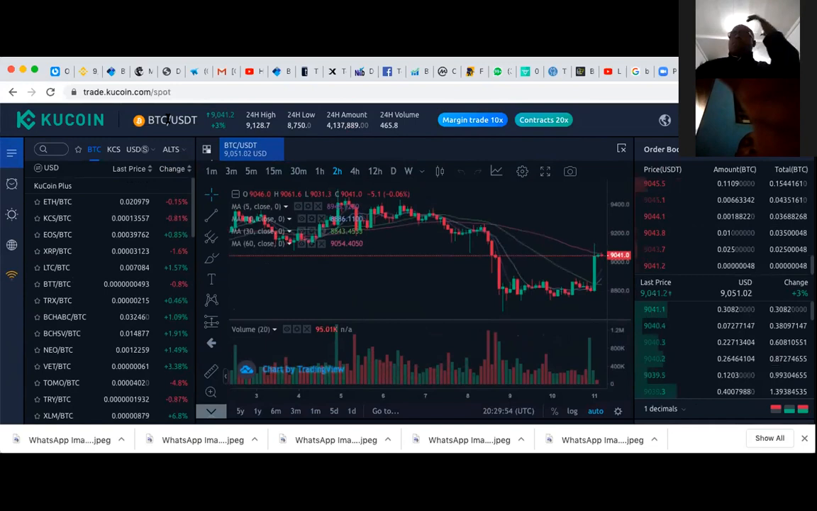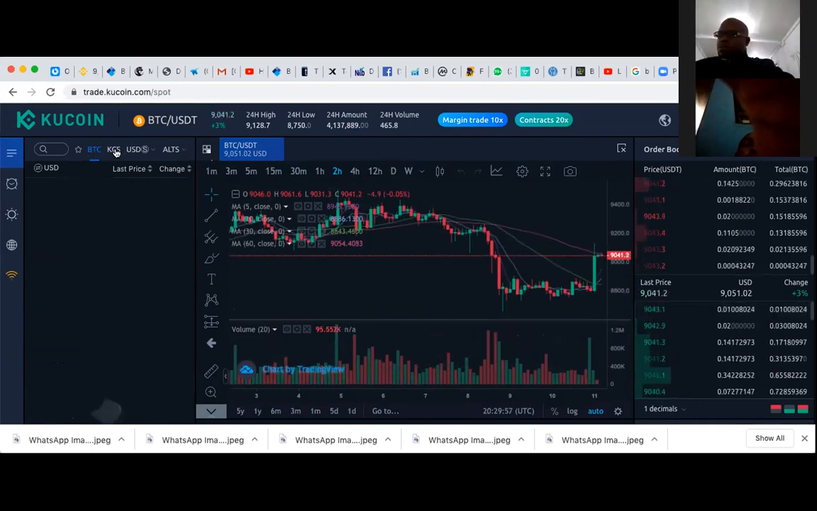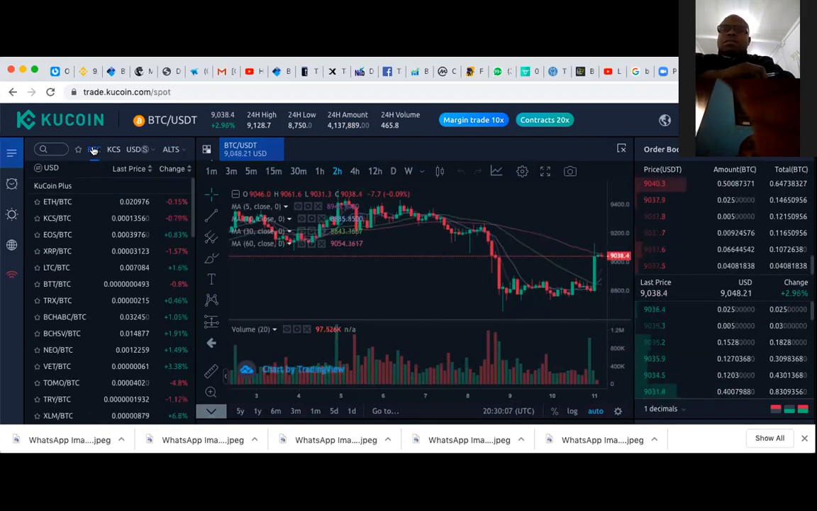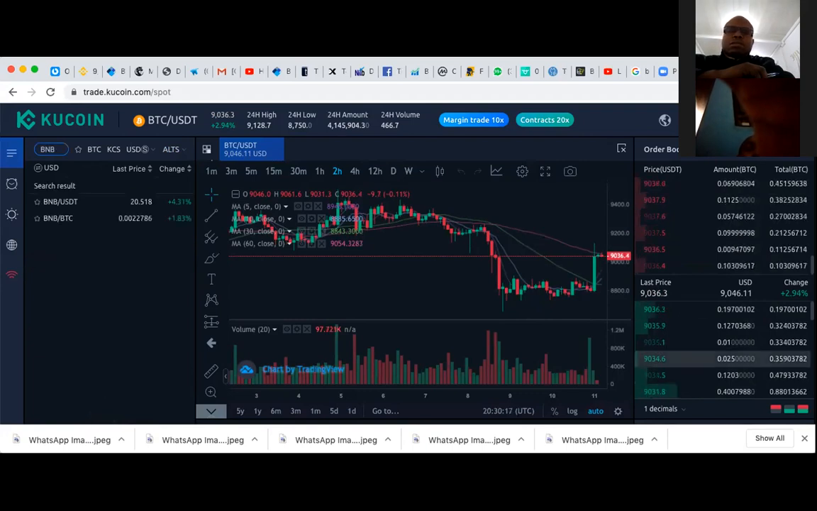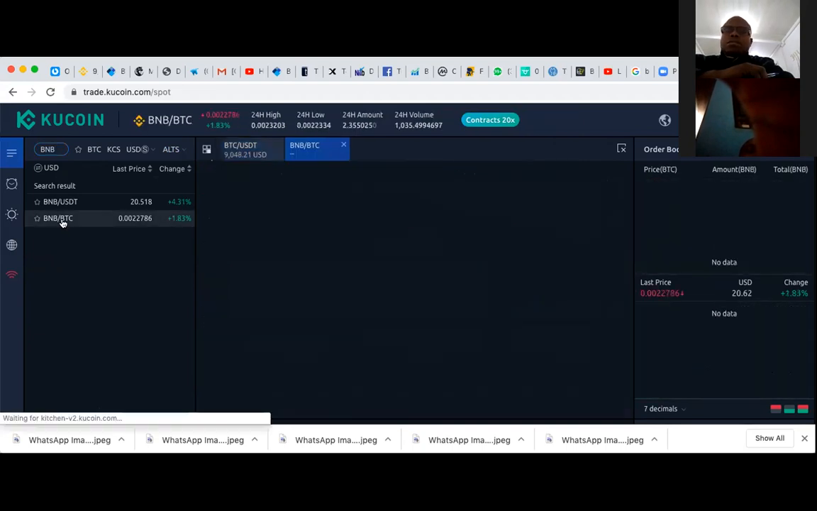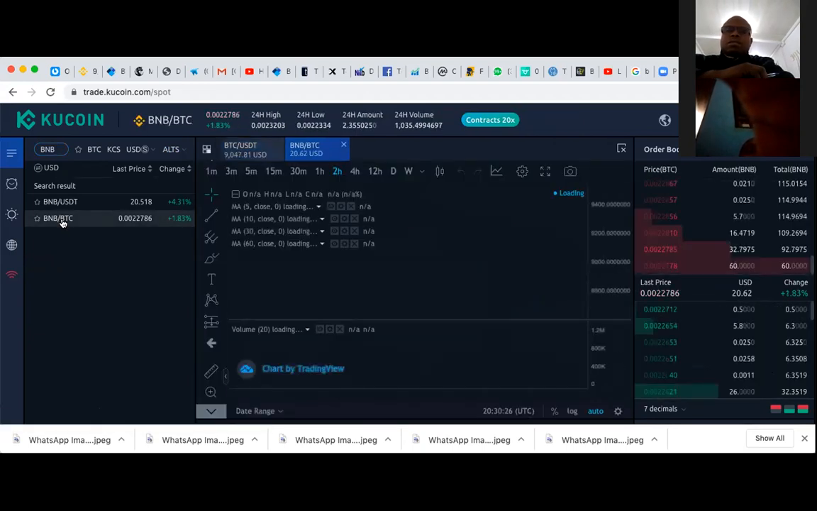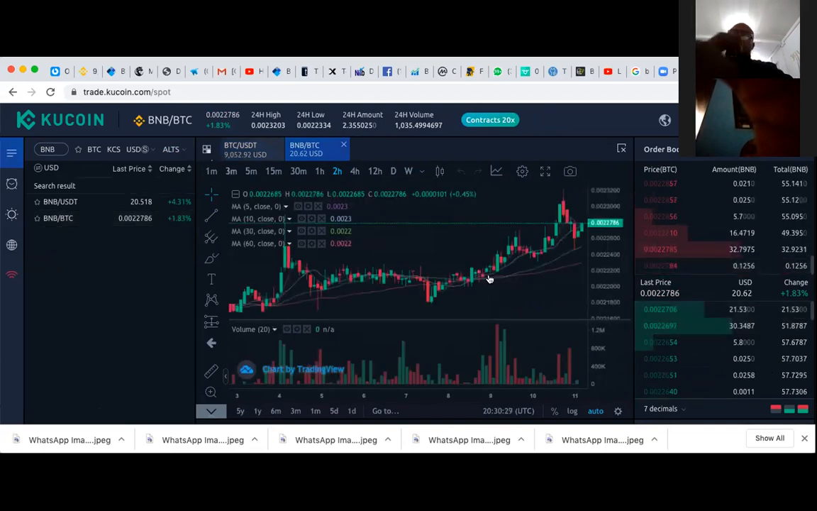So now, look at it. We have the Bitcoin market, we have the KSC market, we have the USD, then we have the altcoin market. So now you have credited money and you want to trade it. Against which coin? Let's say against BNB itself. So against Binance coin, you click on BNB/BTC. As you do that, you scroll so that you can see.